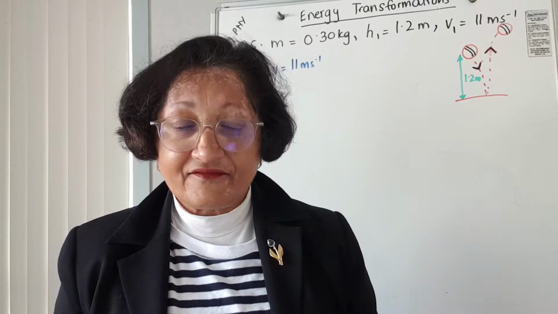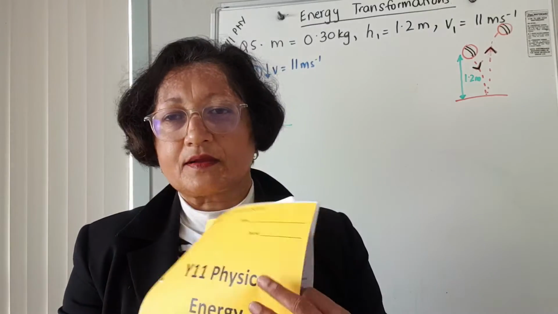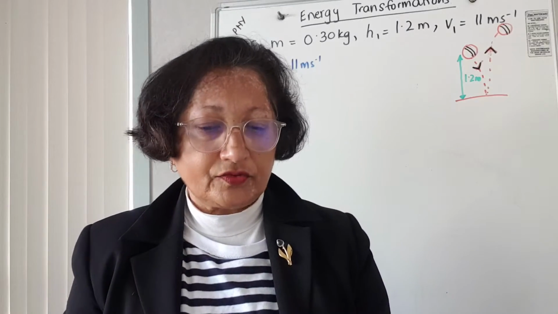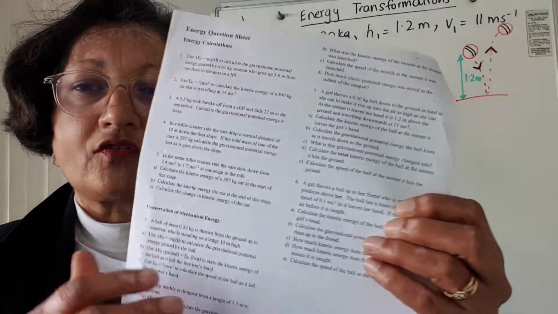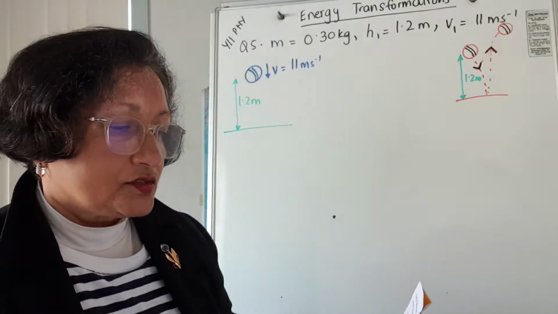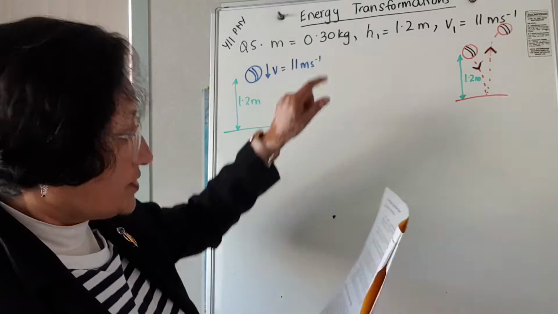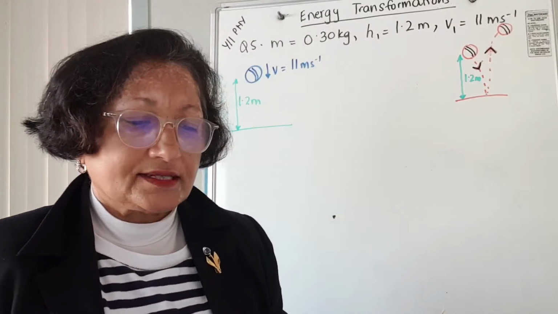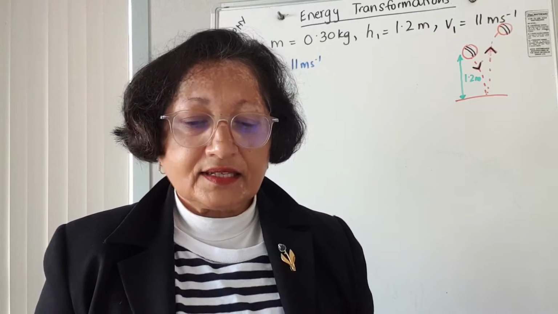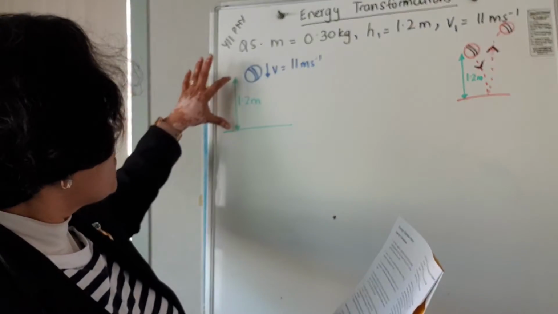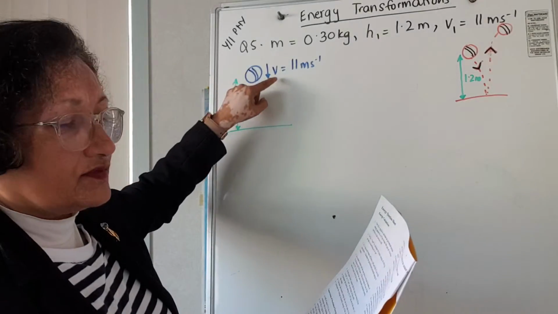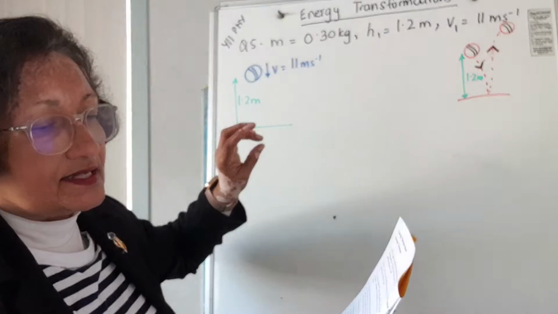This is for year 11 and it's a mechanics question based on energy, and I've had a request to work through the questions on conservation of mechanical energy, and this is question 5, and I'll read the question. So a child throws a 0.30 kilogram ball down to the ground as hard as she can to make it rise up into the air as high as she can. At the instant it leaves her hand, it is 1.2 meters above the ground and it's traveling downwards with a velocity of 11 meters a second.